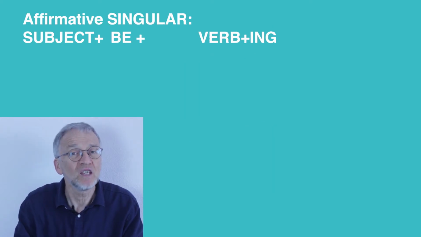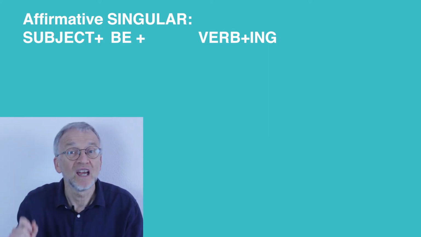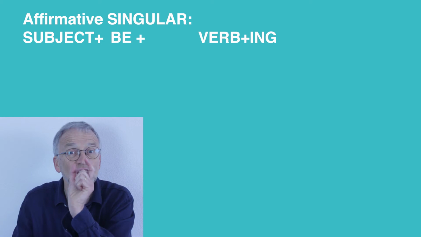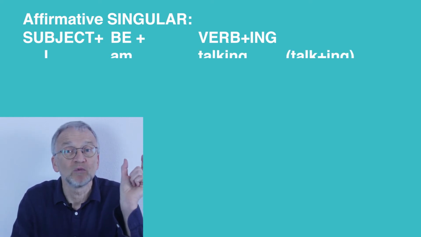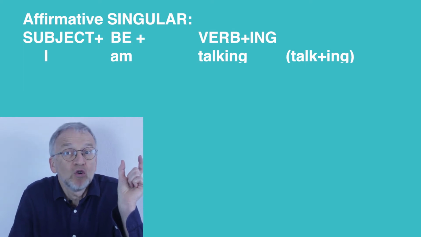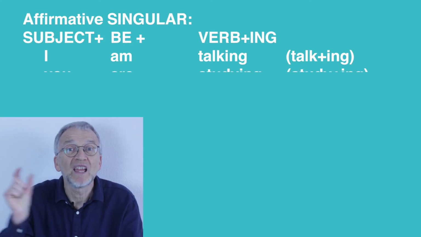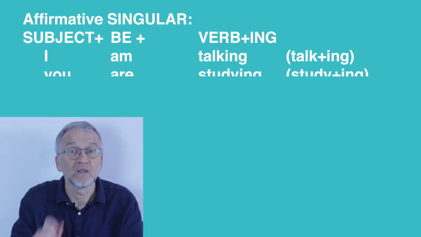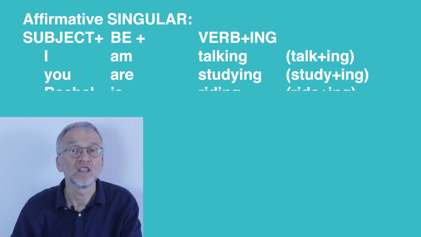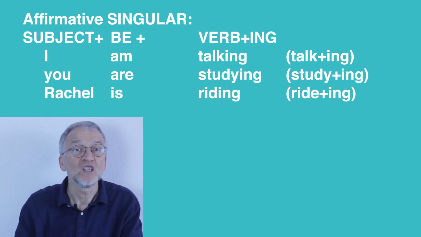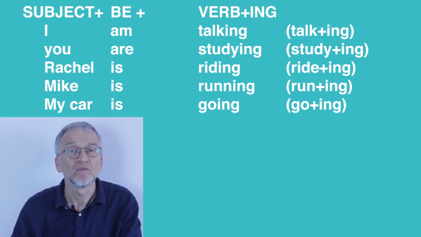So then, in the affirmative, we have the subject, for example, I, then we have the verb to be, and if it's I, it's I am, and then we have the principal verb. Let's use talk, for example. And then we say talking. So, I am talking, yes? Okay, and you are studying. Rachel is riding. Mike is running.